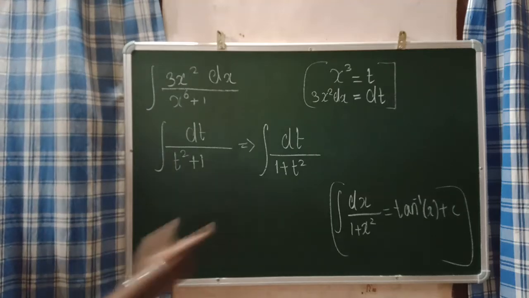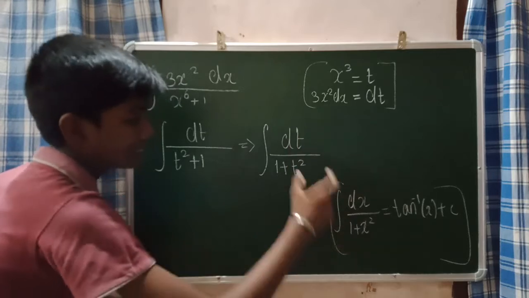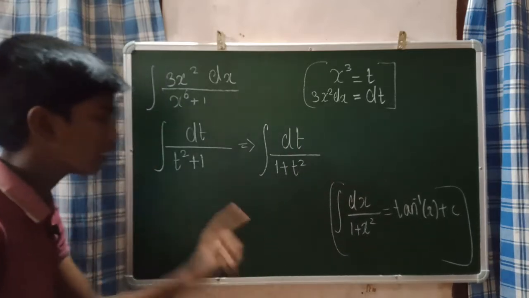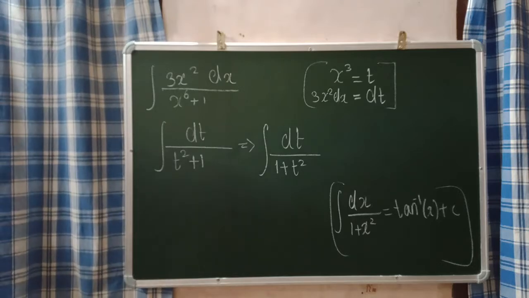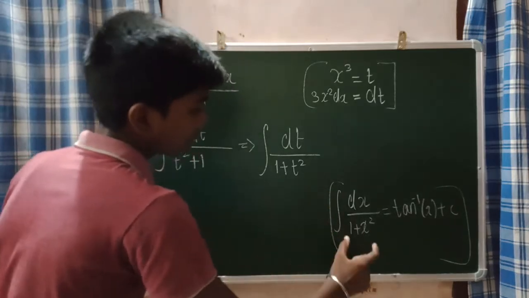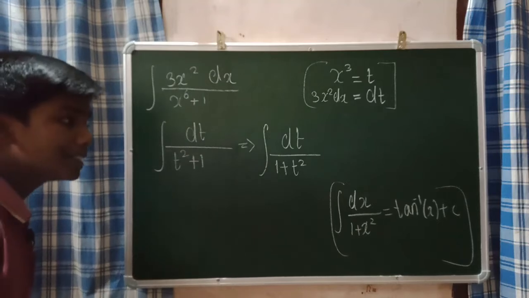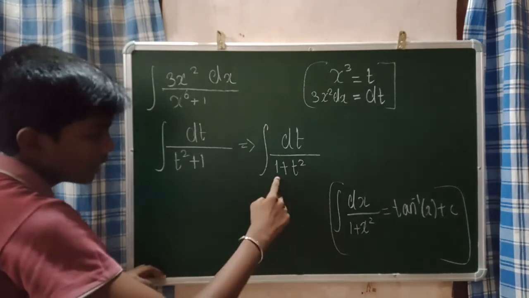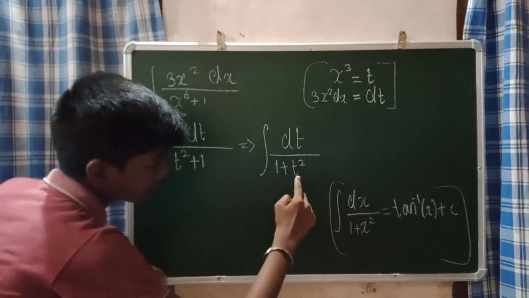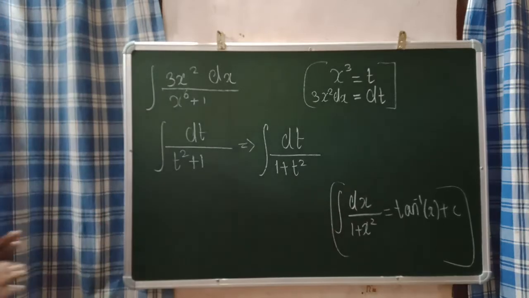Basically, in order to make these two integrals the same, that is why I wrote this t square plus 1 as 1 plus t square. Very simple thing. So that these two integrals will be in sync. In sync means each and every term will be the same. Here I have 1. Here your x is t. Okay, that's all.